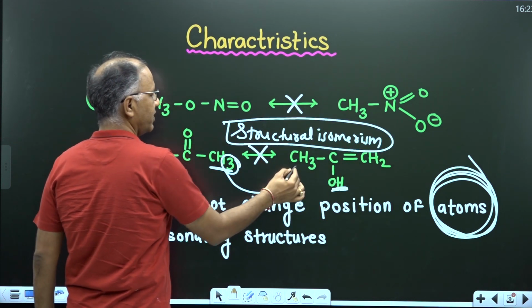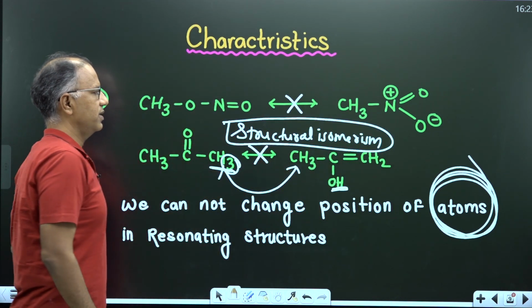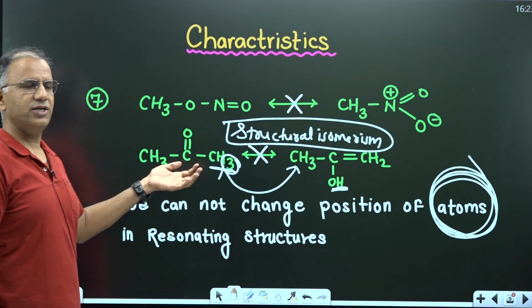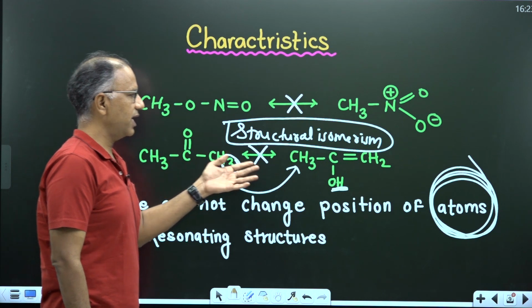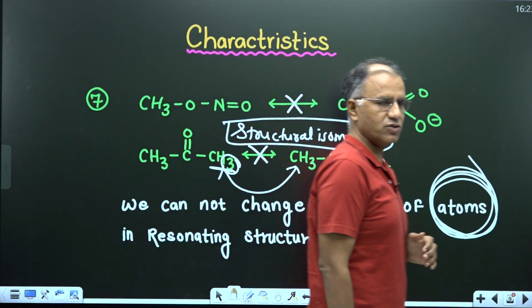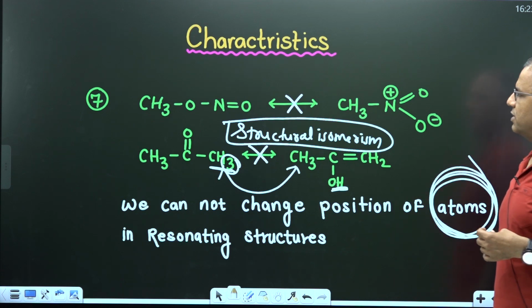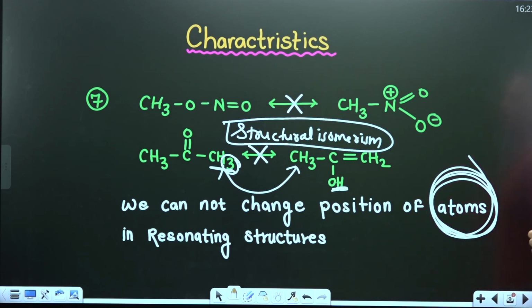So what is the relation between these two? These two are structural isomers. Or we can say they are keto-enol tautomers, a type of structural isomerism. We can say they are functional isomers, because functional isomerism, as we already explained in tautomerism, is also known as tautomerism. We will study structural isomerism later on. So write down this point: we cannot change the position of atoms.